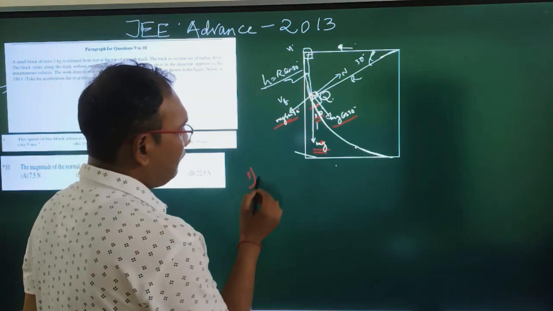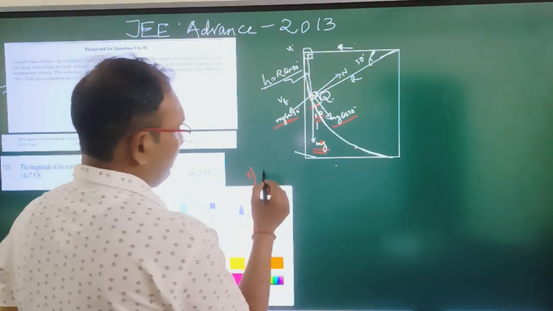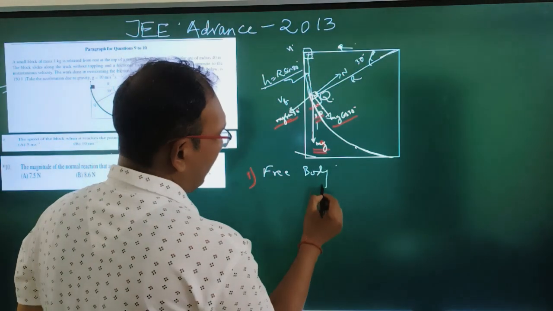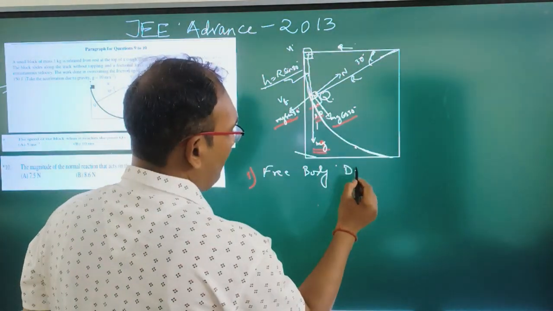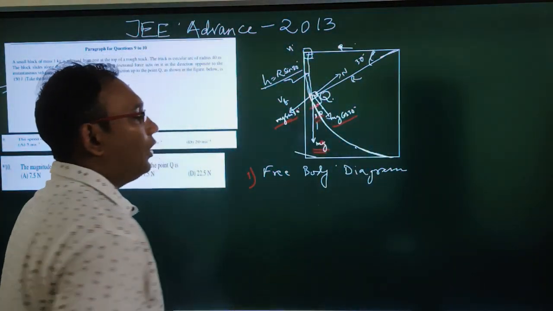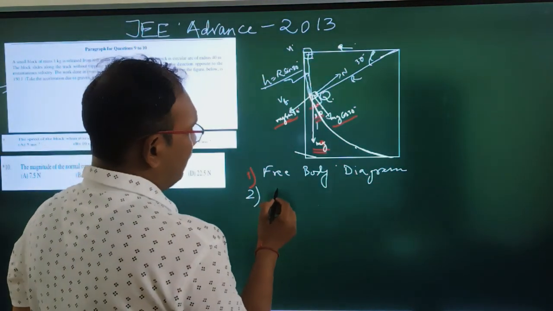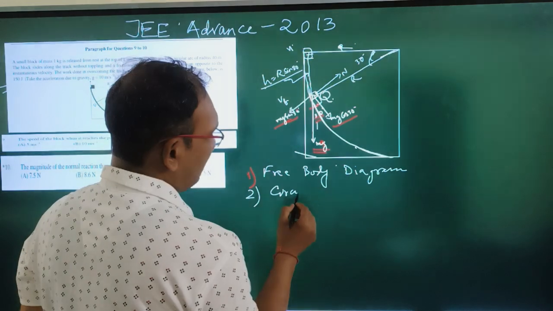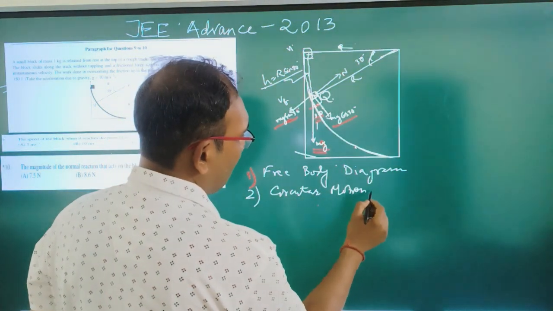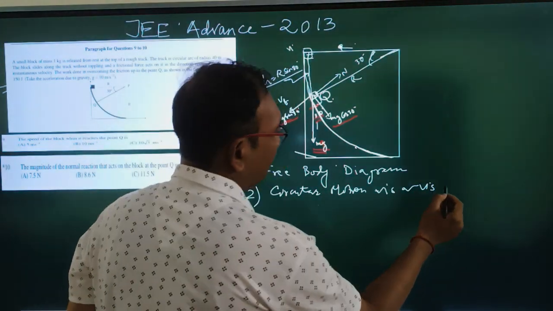We have used a free body diagram. What are the forces applied on the object? A free body diagram is nothing but understanding the forces being applied on the object. And the second concept we have used is the circular motion concept vis-a-vis centrifugal force.